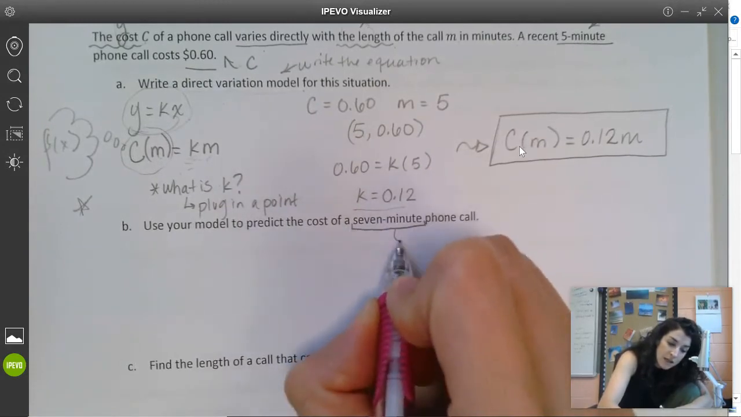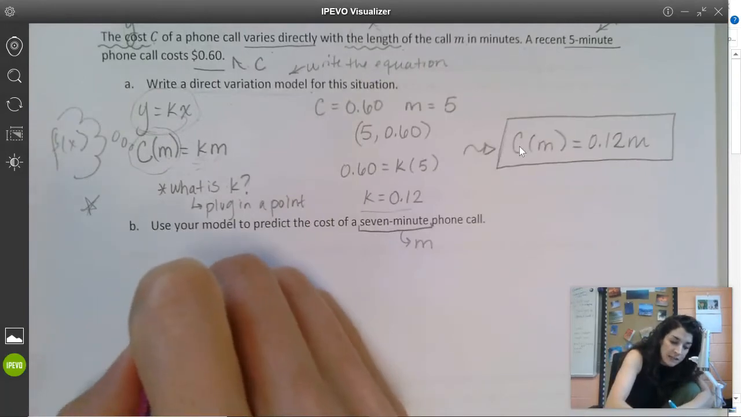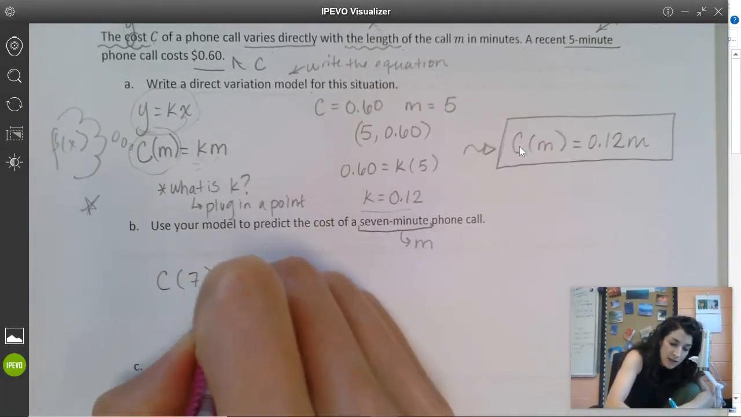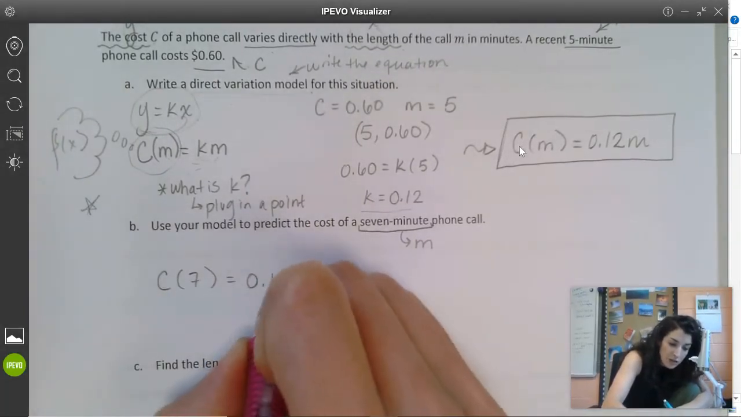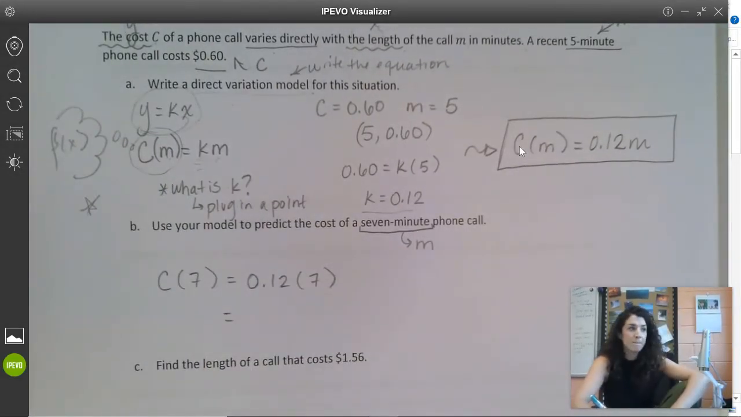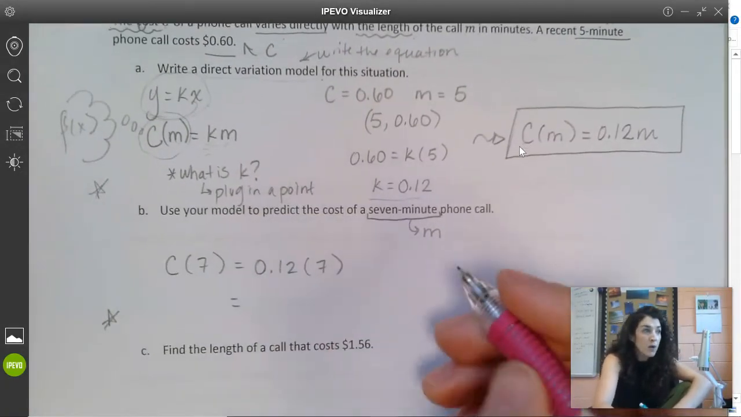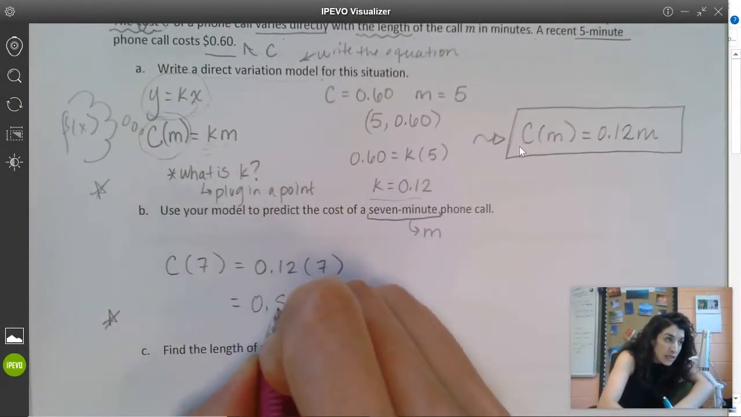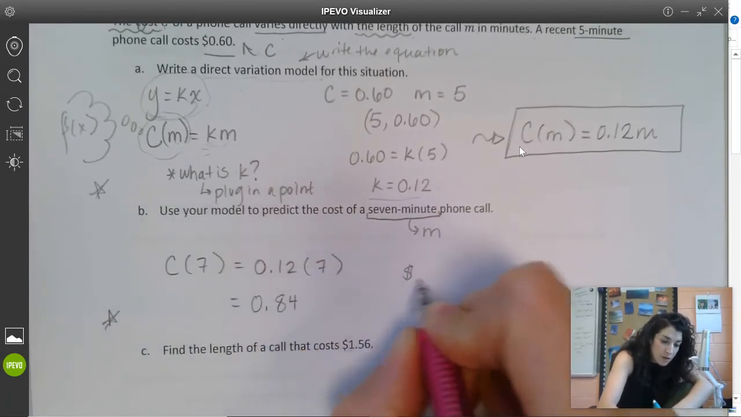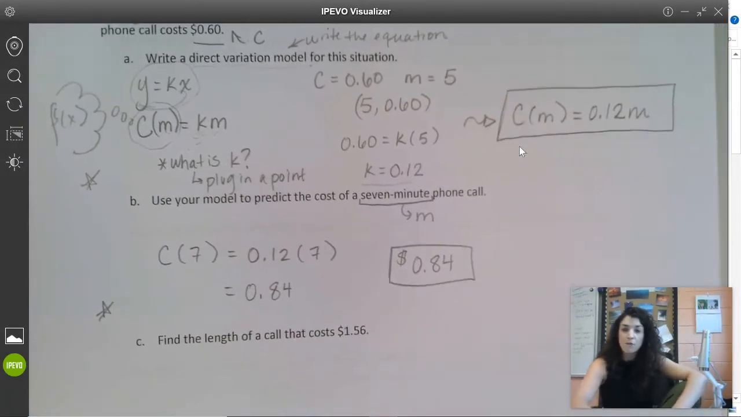7 minutes goes in for our time, which is M. So I want to find C of 7 minutes, which means all I have to do is plug in 7 for that value. Go ahead and find that on your own. 7 times 0.12 is 0.84. So 0.84 US dollars, or in other words, 84 cents.